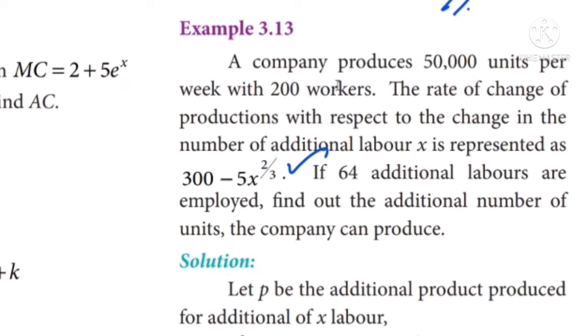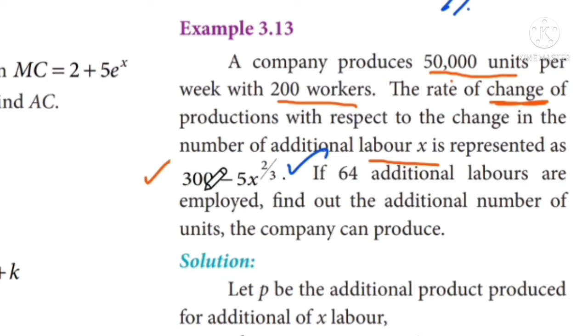3.13. A company produces 50,000 units per week with 200 workers. It's not rate of interest, it's the rate of change of the production with respect to the change in the number of individual laborers. That is, both are changing. Production is changing, then the number of laborers is also changing. Both are changing.